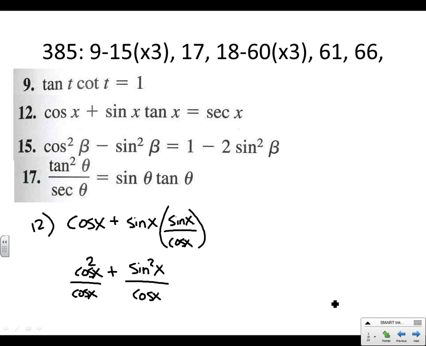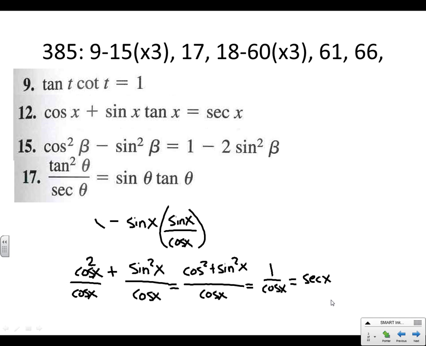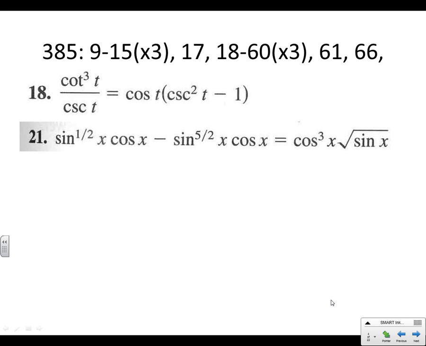So we'll have cosine squared plus sine squared, which, let me write it here first: cosine squared x plus sine squared x over cosine x. And if we look at our formulas, we'll see that cosine squared plus sine squared is 1. And so we can flip that over, and our answer will be secant of x. No more even ones there, so we'll move on to 18.